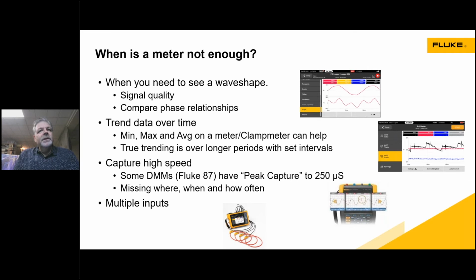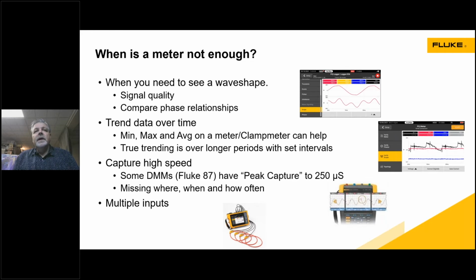Usually when you want to see the wave shape, you're looking for the signal quality. In other words, is it a sine wave? If it isn't a sine wave, what does it look like? Has the sine wave been truncated at the top and bottom? Are there little glitches along that sine wave that may be an indication of transient issues? How does the phase for voltage and current relate to each other? And can we see where their zero crossing points are and what are the angles? So that's where you need to start considering other tools.